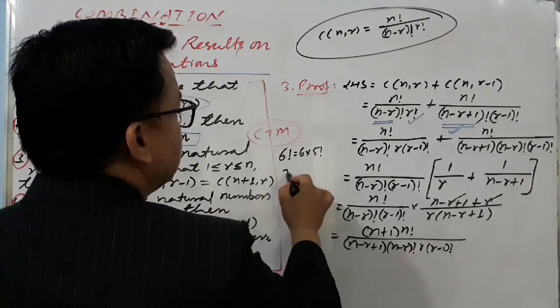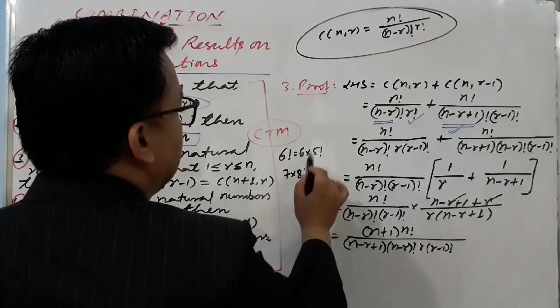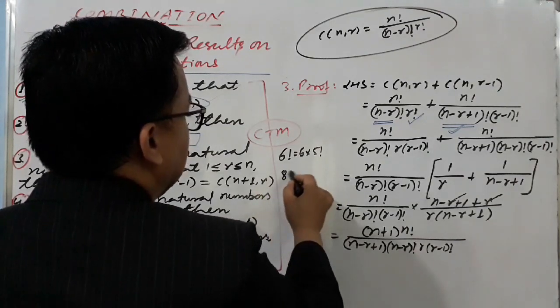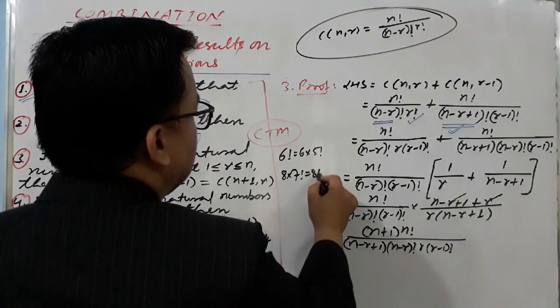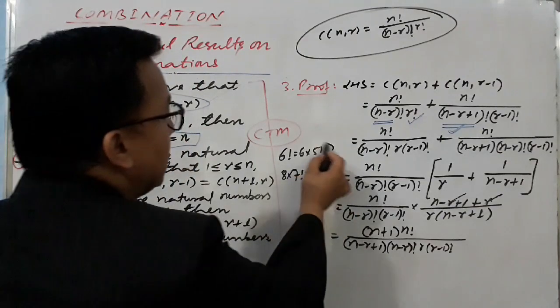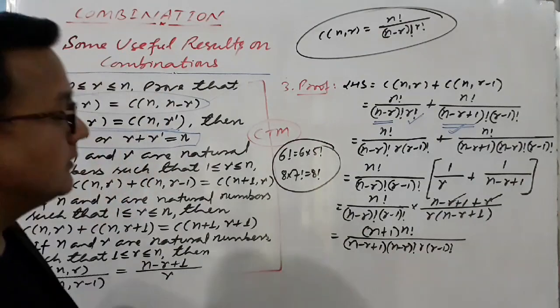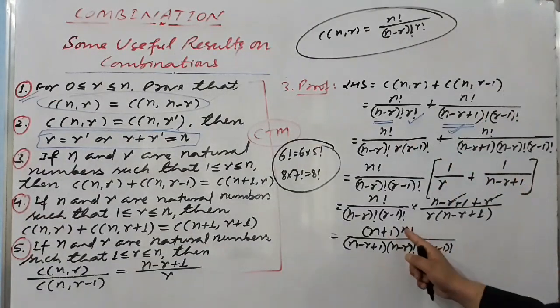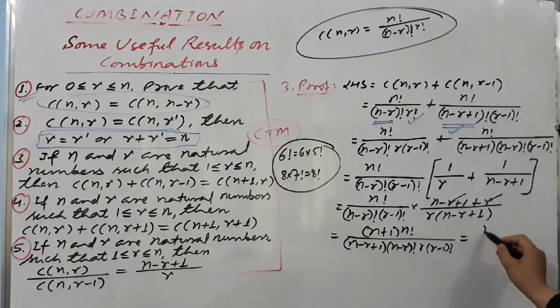If we have, suppose, 7 times 8, let me write down here 8 times 7 factorial, you can write down 8 factorial. Using the same trick, the same method, we can write down: n and n plus 1 are consecutive numbers, n plus 1 is greater than n, so we can write down here n plus 1 factorial.